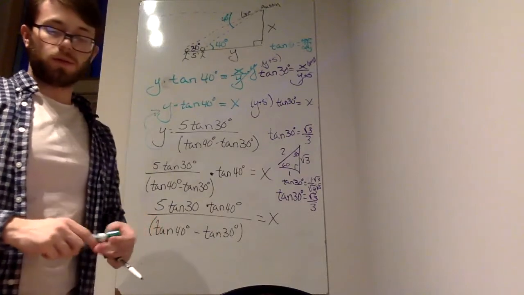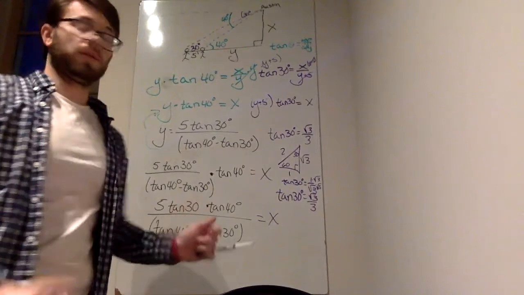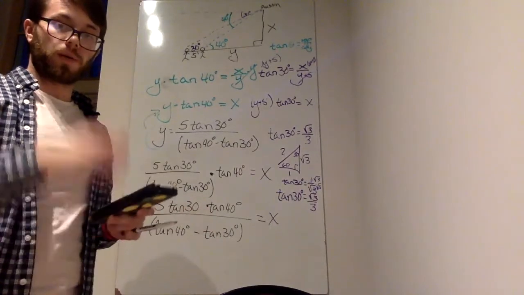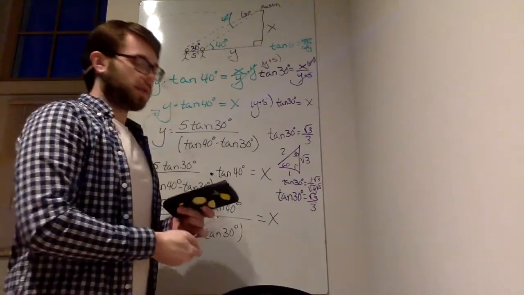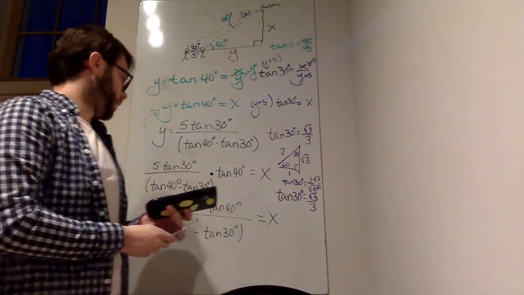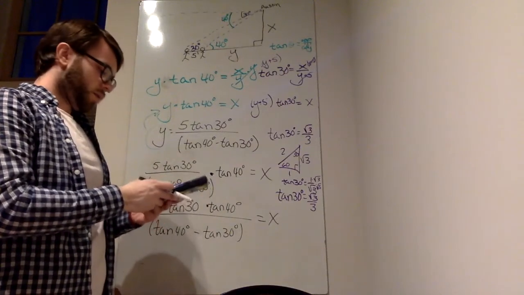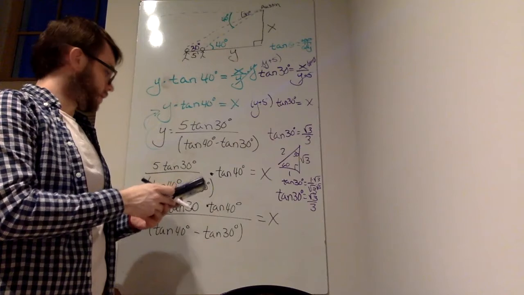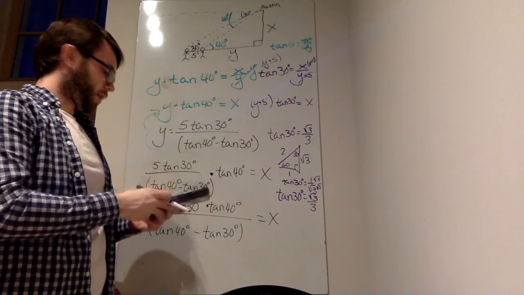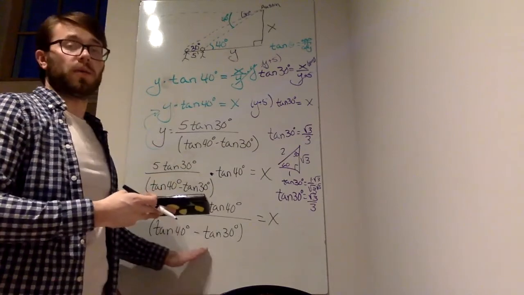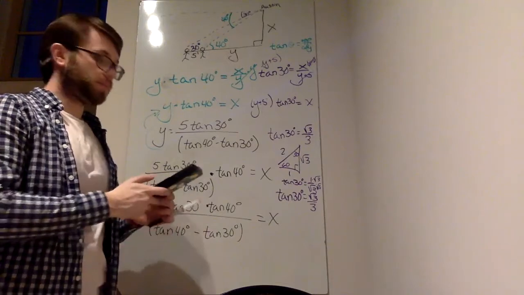So what we're going to do is put this number into our calculator. We just need to make sure that we are in degree mode. If we're not in degree mode, we're going to get a drastically different answer. So when we plug it in, we get 5 times the tangent of 30 times the tangent of 40. We're going to divide that by, in parentheses, make sure you put this part in parentheses, because otherwise it's not going to come out right.